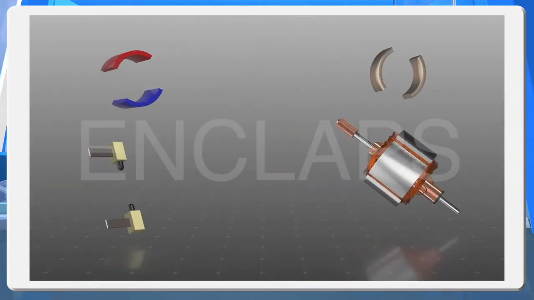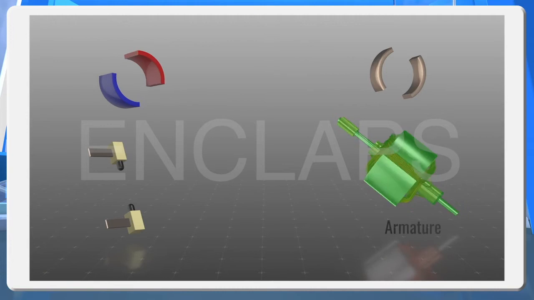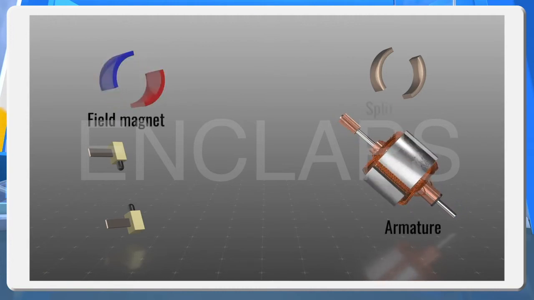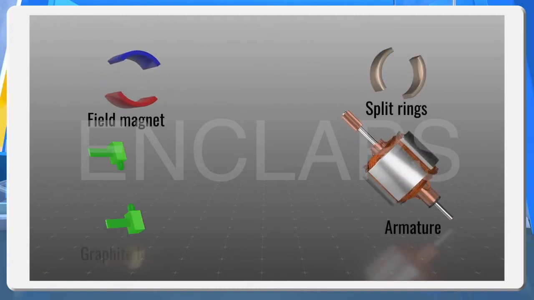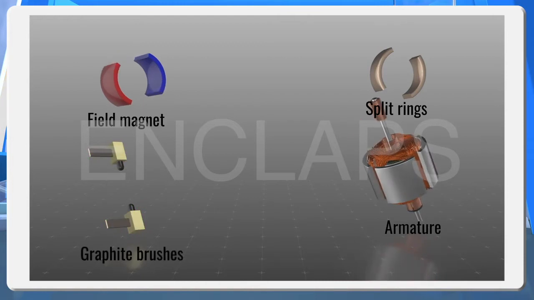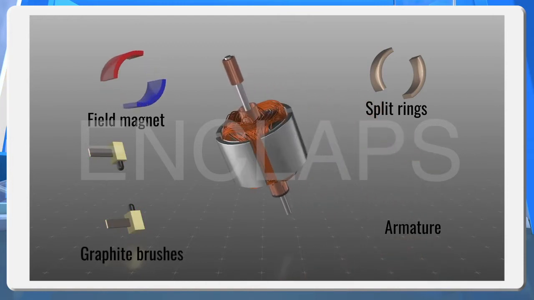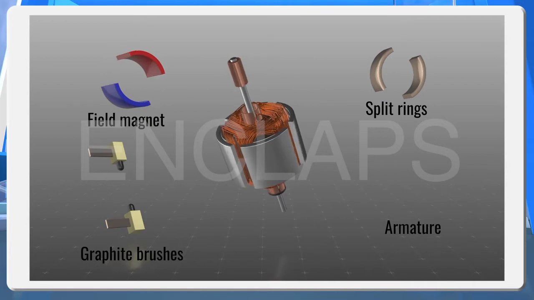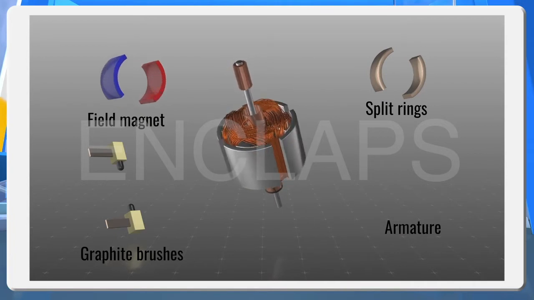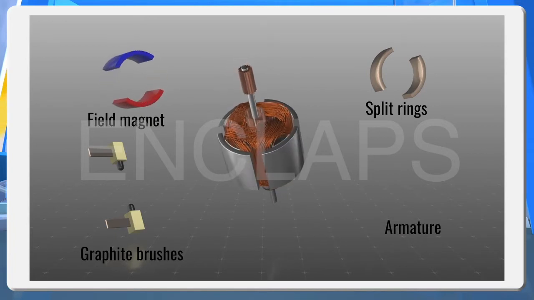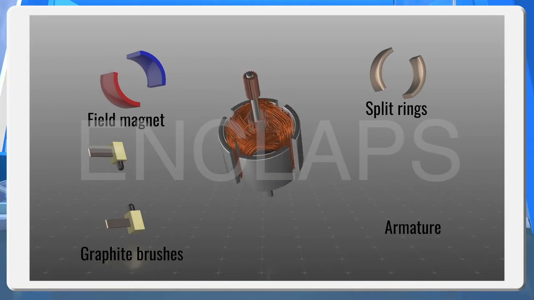The main components are armature, magnet, split ring and graphite brushes. Armature is finely insulated coils of copper wire wound over a soft iron. The ends are soldered to two split rings.